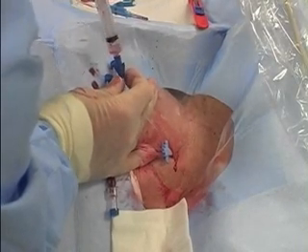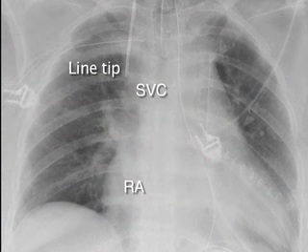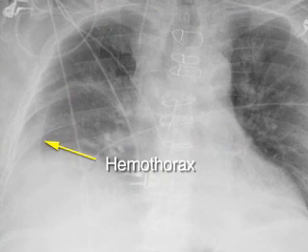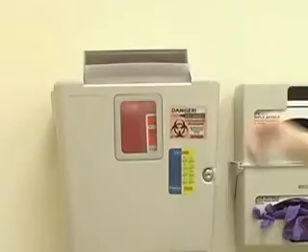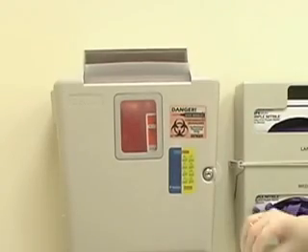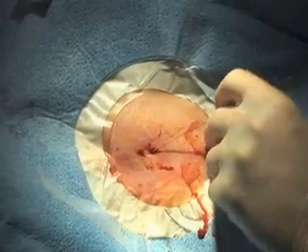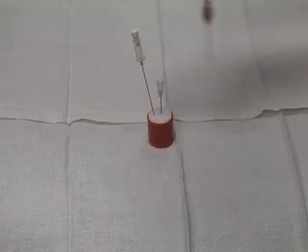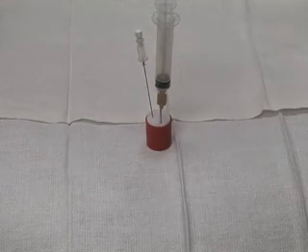Flush all ports, place caps on the hubs, and secure the line in place. Apply a sterile dressing. Obtain a chest X-ray to assess for proper placement and to assure that no hemothorax or pneumothorax has occurred. All sharps should be properly disposed in approved sharps containers. Scalpels should be retracted into their protective sleeves. Needle stick injury can be minimized by using needle lock devices found in most commercial central line kits.